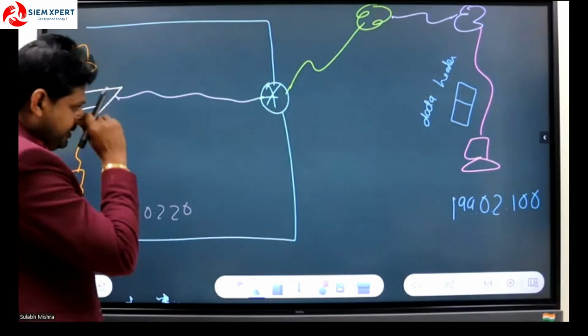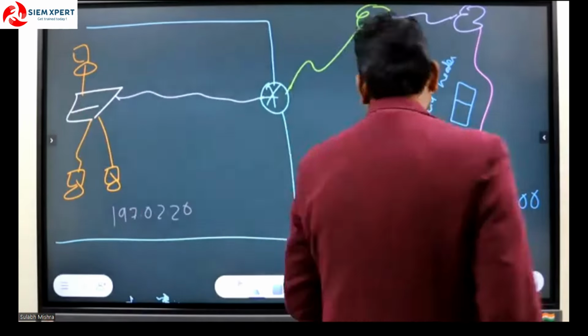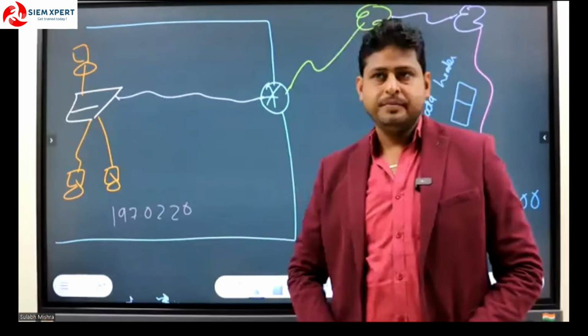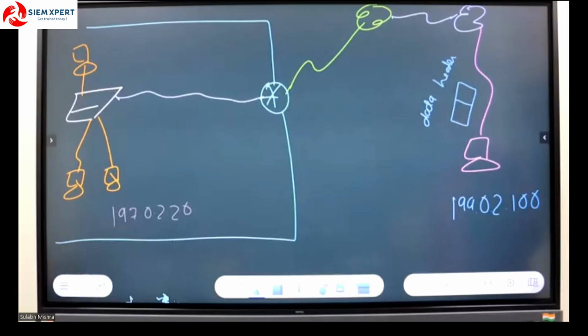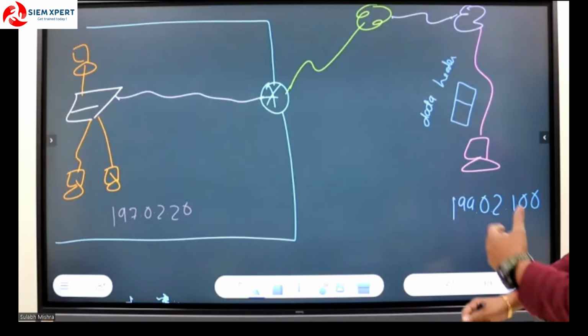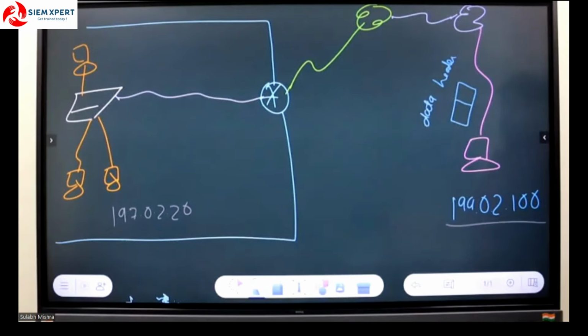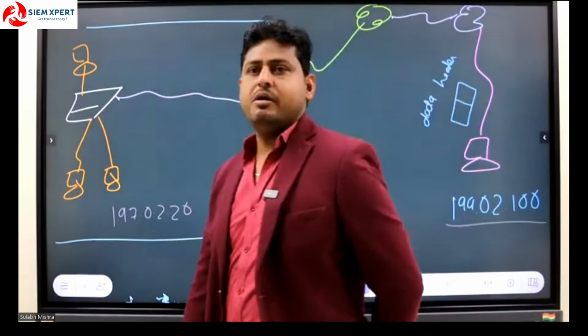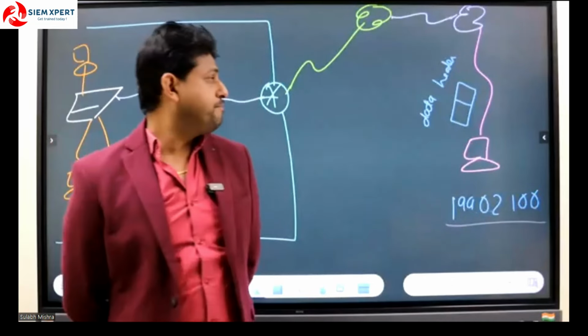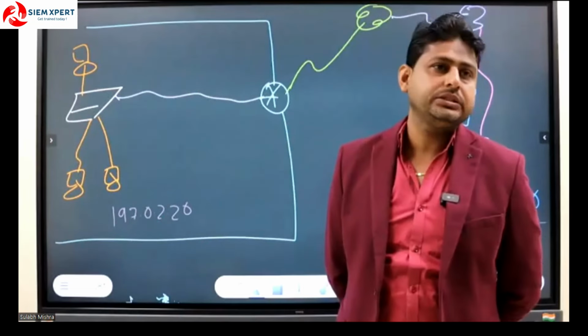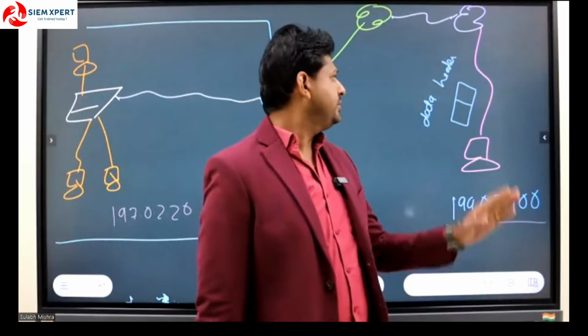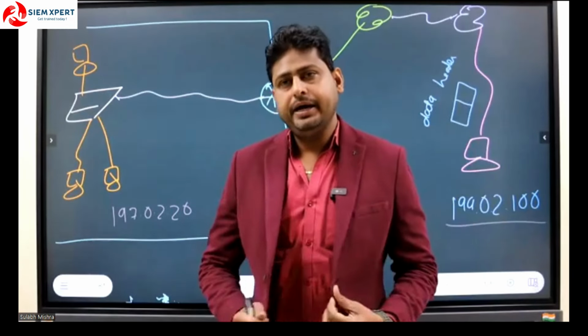I want to access this particular system having IP address 197.0.2.20. This system wants to access that system. So communication happens in the form of packets. Packets have two parts. What are those? Header and data.